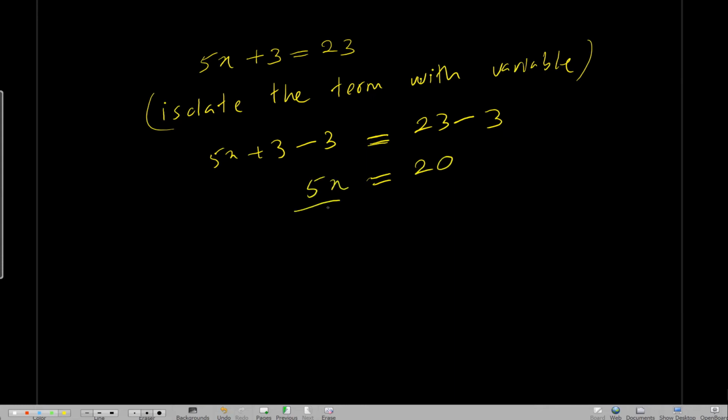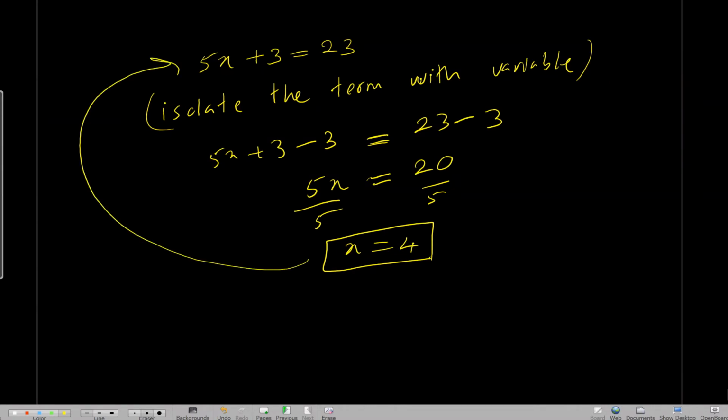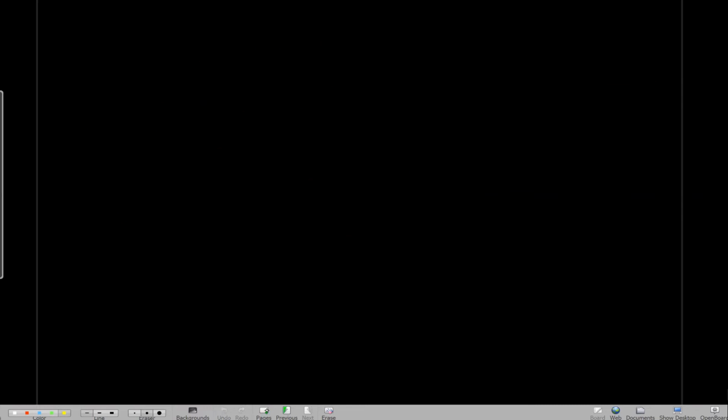Now it's easy. You just have to divide by 5. You get x equals 4. See? Now you can double check by plugging it back here. So 5 into 4 is 20, and 3, 23. Yes, correct. Now let's see a little bit more complicated one.